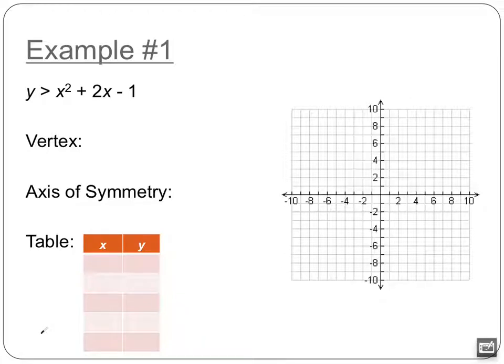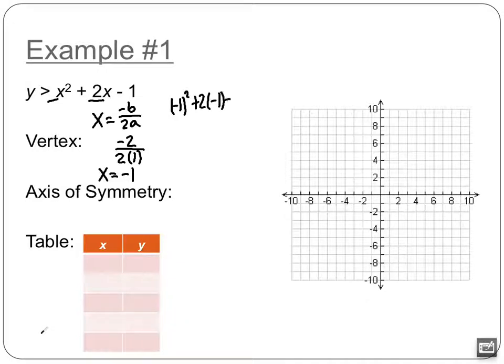First thing that we're going to do is find the vertex. Remember that the x coordinate of the vertex is negative b over 2a. In this case, b is 2, so the opposite of that is negative 2, and our a is 1. So negative 2 divided by 2 is negative 1. In order to find the y-coordinate, we need to substitute in negative 1. We end up with negative 1 squared, add 2 multiplied by negative 1, subtract 1. So 1 subtract 2, subtract 1, that ends up being negative 2. So in this case, our vertex ends up being the point negative 1, comma, negative 2.